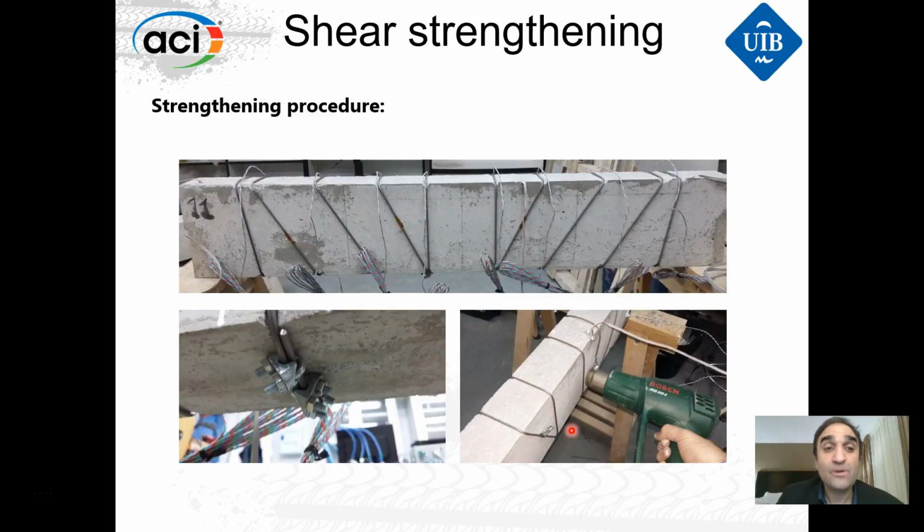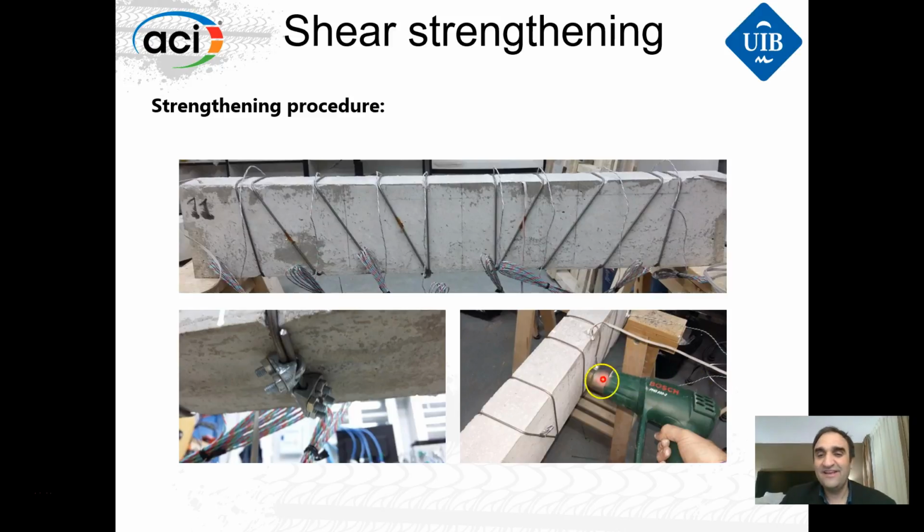And here you have our strengthening procedure. It's very simple. We just place this pseudo spiral. You don't see the links here, there are vertical links, as you can see here. And we fix it. Here we are using U-clamps, you can see it here, just to fix the material. In other beams, we are anchoring it against the concrete, and then we heat it.